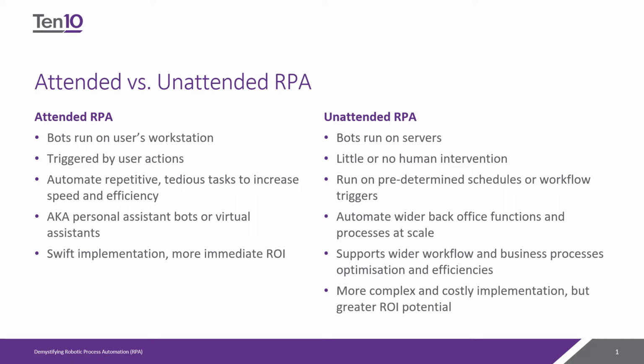Unattended bots, on the other hand, run on servers behind the scenes with little or no human interaction. They're built to be run on predetermined schedules or workflow triggers that can be used to automate wider back-office functions and processes at scale. These often allow for wider business process optimization and efficiency gains. As a result, unattended processes can be more complex and costly to implement and maintain, but often offer the potential for much greater ROI over the course of their life.